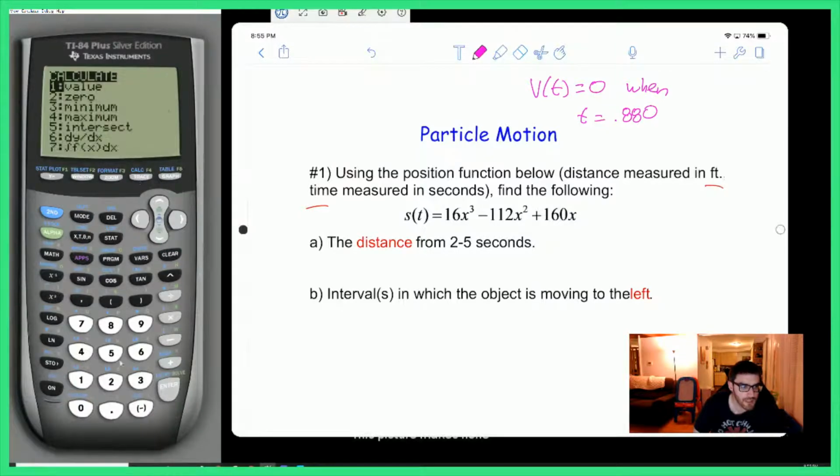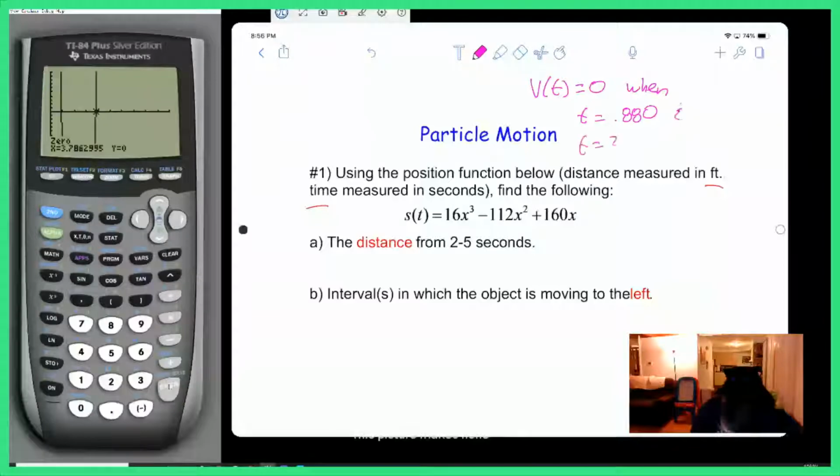And then I'm going to find the second one. So I'm going to go calc 0. This time we're going to go over and find the right one. It looks to be between 3 and 4. So I'm going to do left bound over here, and then press the right arrow again, and now I'm up to the right of it. I'm going to press enter and then guess. It looks like the second 0 is at 3.786. And t equals 3.786. Okay?